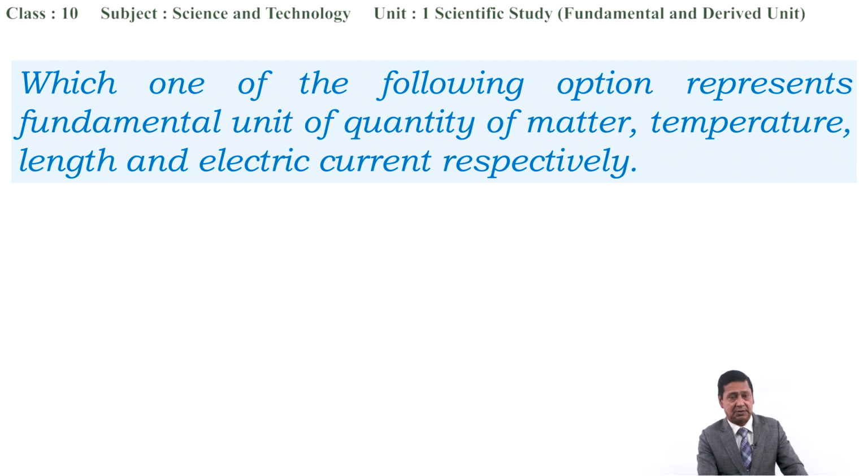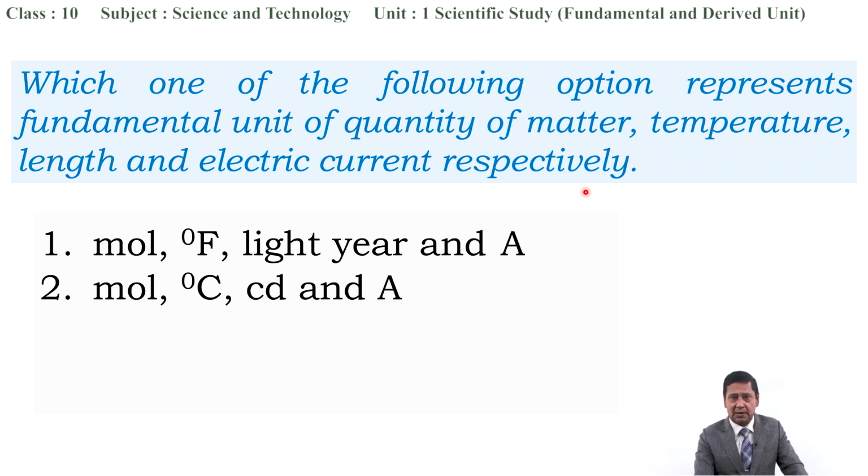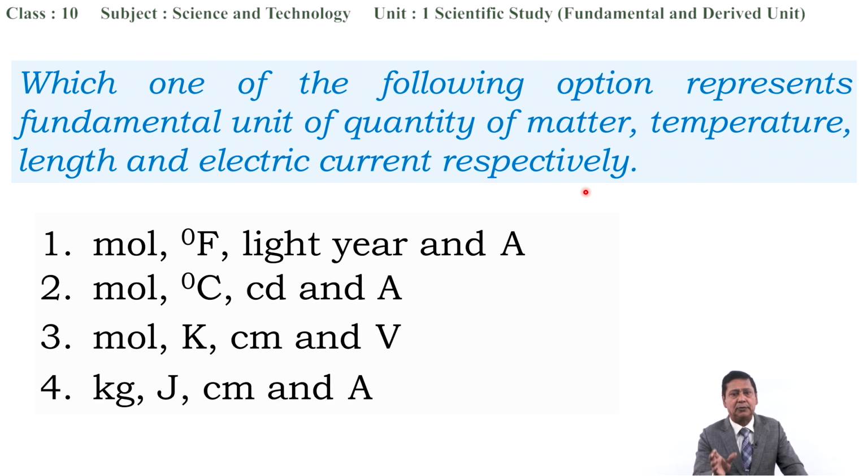Which one of the following options represents the fundamental unit of quantity of matter, temperature, length and electric current respectively? Look, the word respectively is used. There are different options. Number 1, mole, degree Fahrenheit, light year, and A means what? Ampere. And mole, degree Celsius, candela and ampere. Then we have 4 different options. Now we have to pick one option which represents the fundamental unit of quantity of matter first, and then temperature, length and electric current.